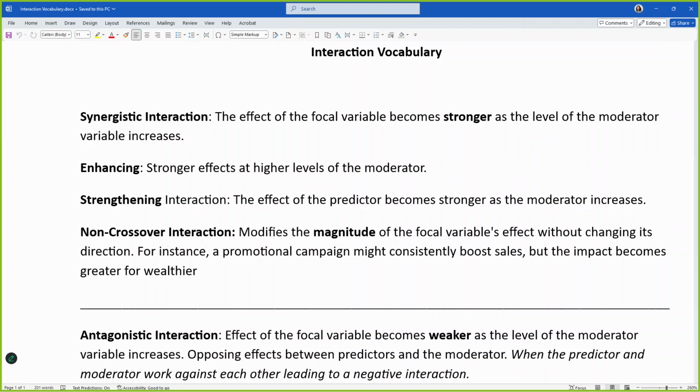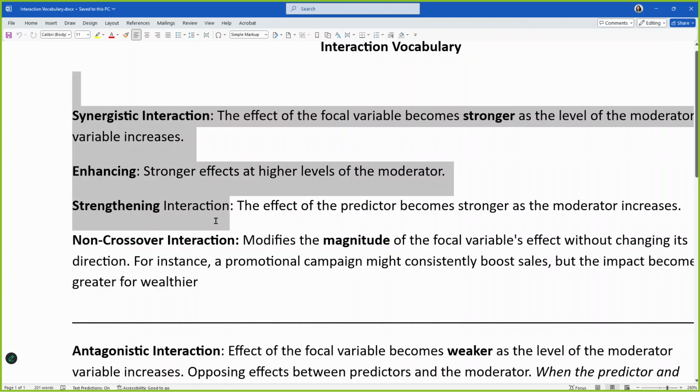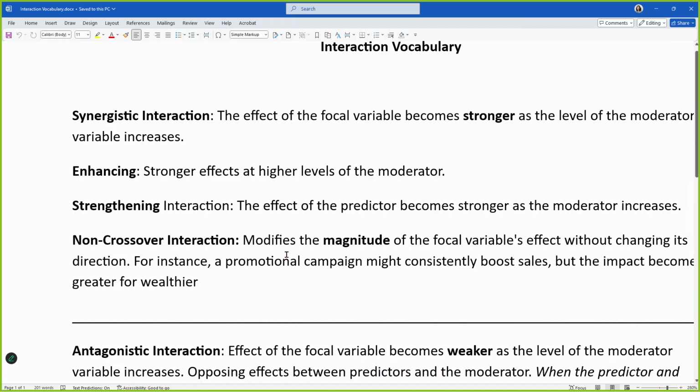As it turns out, ChatGPT doesn't get the answer right a lot of the time. But at other times, it turns into word salad. So you can have a synergistic interaction, in which the effect of the focal variable becomes stronger as the moderator increases. That's stronger, right? That's over-additive. You can have an enhancing interaction where there's stronger effects at higher levels of the moderator. What I just said. A strengthening interaction where the effect of the predictor becomes stronger. So all these different terms mean the exact same thing. And non-crossover, a lot more words here, but the same general idea.